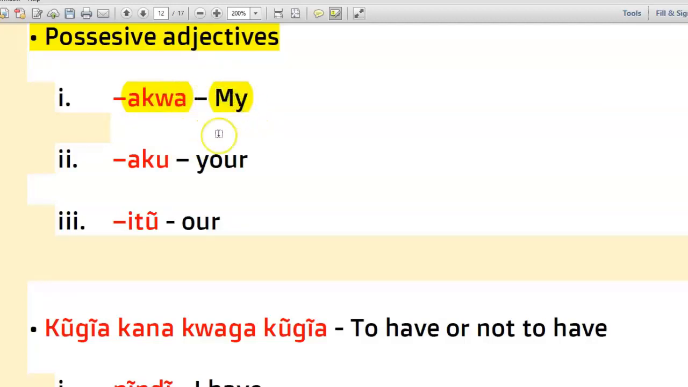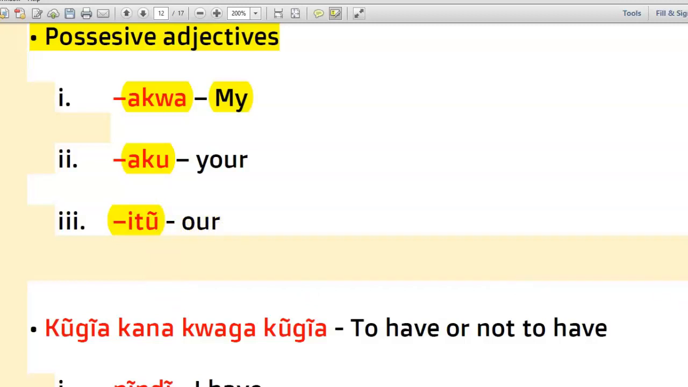Guoko gwakwa, if the hand is guoko, then I say guoko gwakwa, that's my hand. Guoko gwaku, aku means yours, so guoko gwaku would be your hand. Moko maku would be your hands. Aku therefore means your. Ito is our. For example, moko maito is our hands.